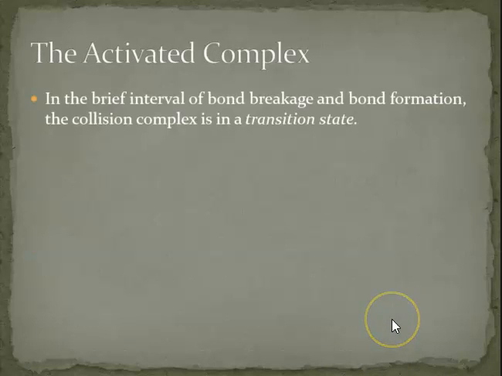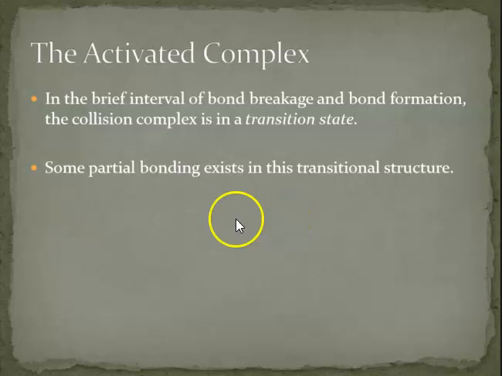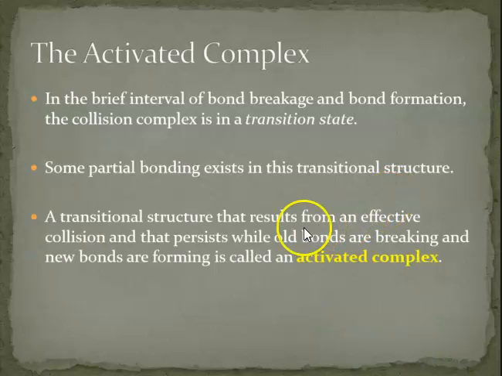All right, let's get to our activated complex now. When you have your reactants and they're reacting, old bonds are breaking and new bonds are forming. You go into what is called the transition state. So it's transitioning from being a reactant into products. There's partial bonding. You have old bonds breaking, but they're not fully broken yet, and new bonds forming, but they're not quite formed yet.